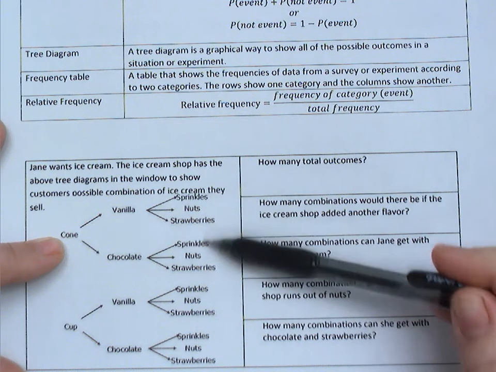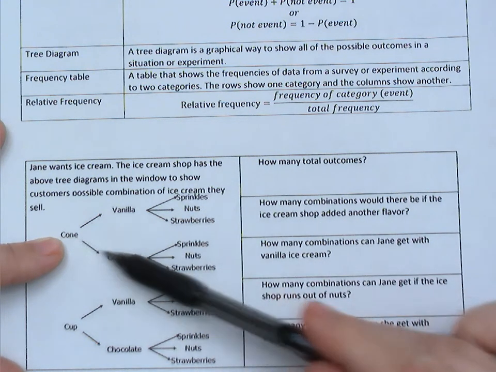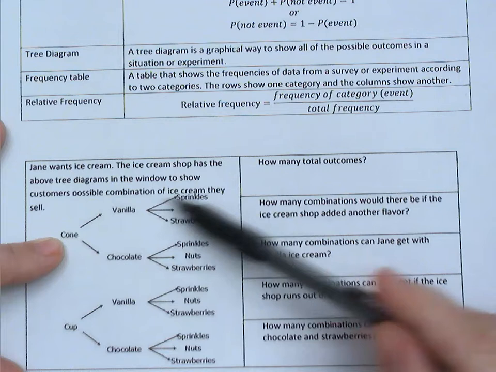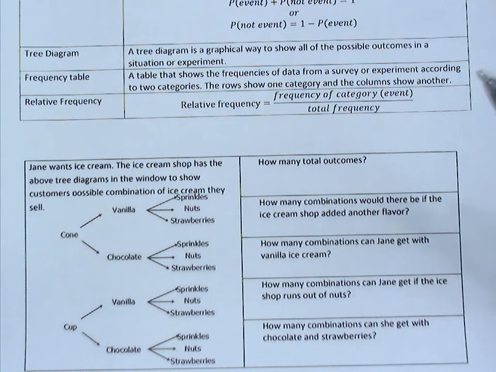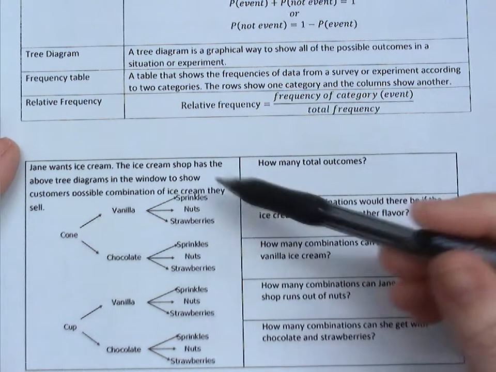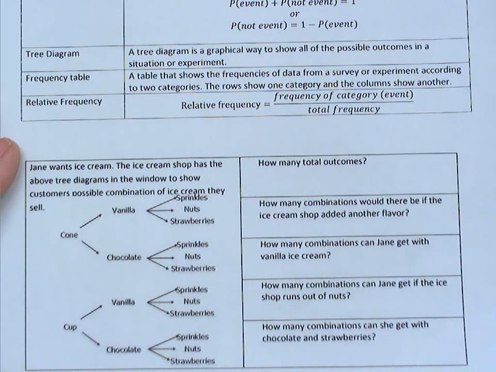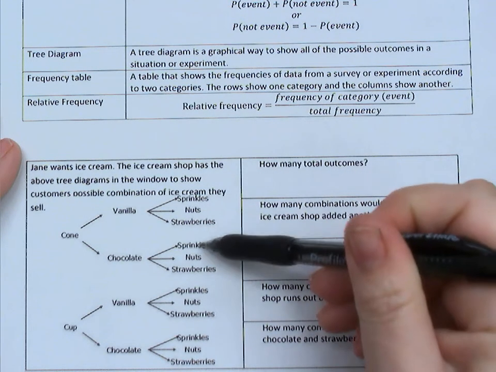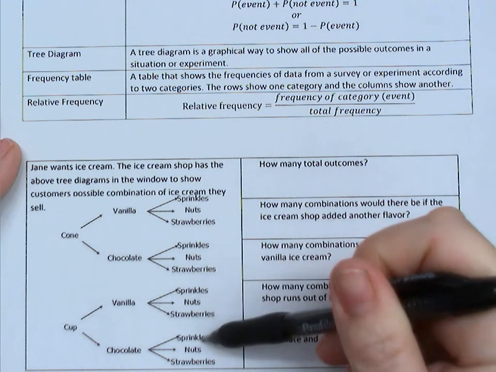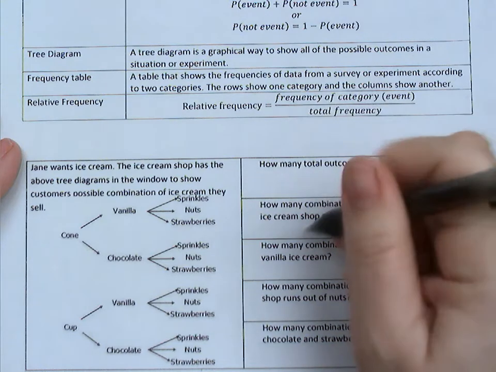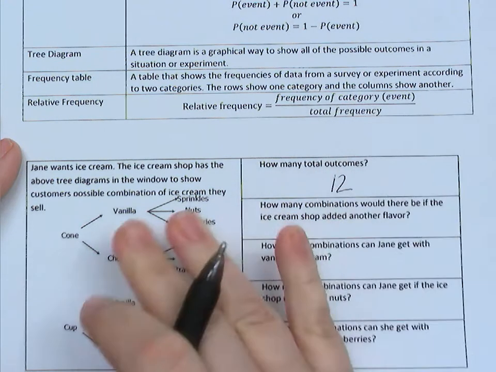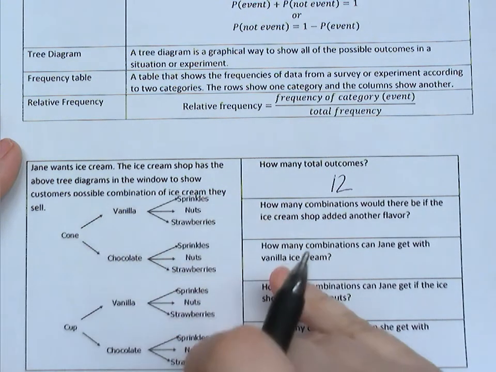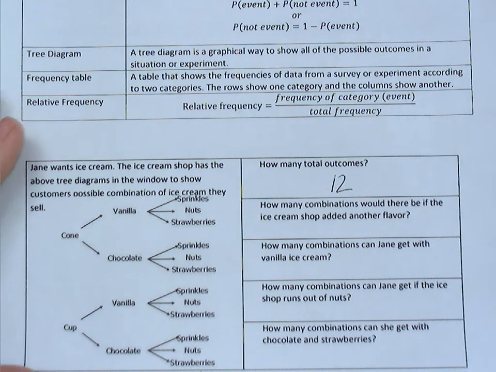So this whole tree, the whole branch, all the way to the end is the actual outcome. But I can just count the ends of the branches to figure out what the total outcomes are. So there's 1, 2, 3, 4, 5, 6, 7, 8, 9, 10, 11, 12 outcomes. So there's 12 possible outcomes. This is considered my sample space, all of the possible outcomes, okay?